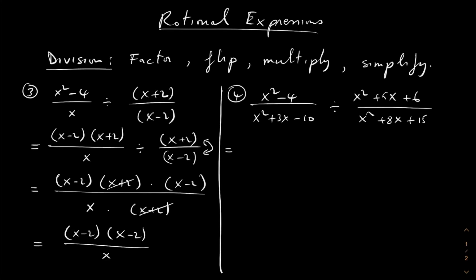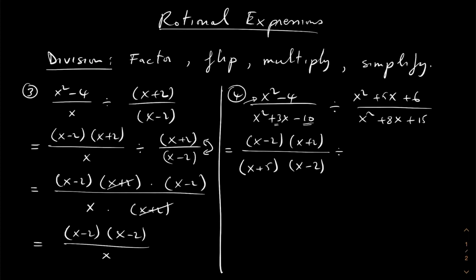So the first polynomial here is going to be a difference of squares, and so you're going to have x minus 2 multiplied by x plus 2. And its denominator here is going to be a quadratic, so we are looking for two numbers that are going to add to 3 and multiply to negative 10. And those are going to be 5 and negative 2. And so we're going to have x plus 5 and x minus 2 here.